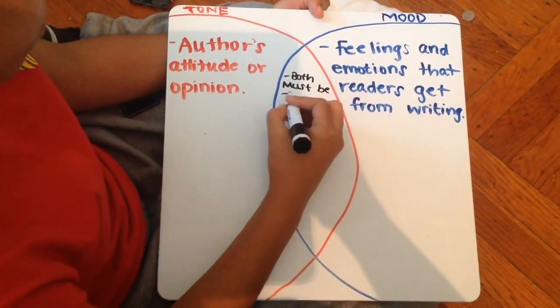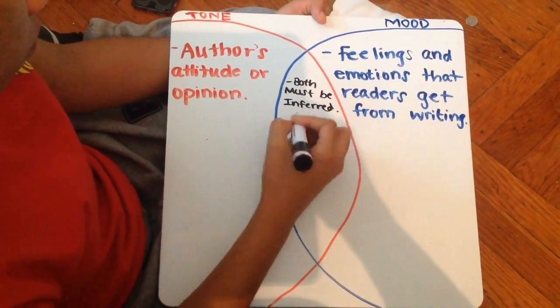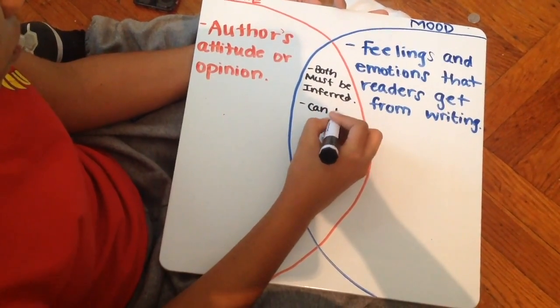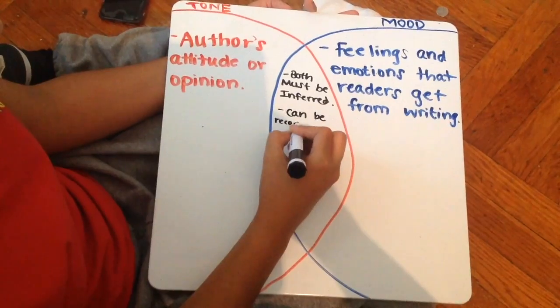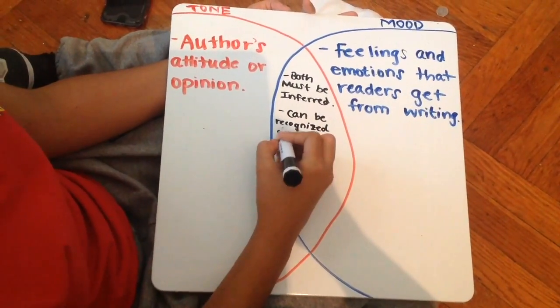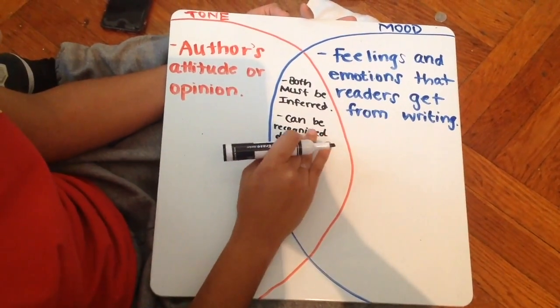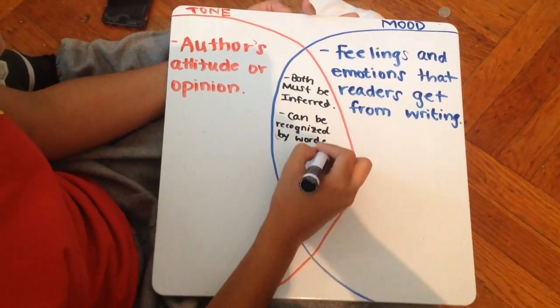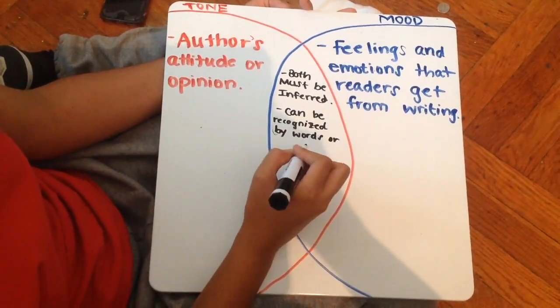Some similarities between the two would be that they both have to be inferred. That means that they won't be obvious. The second thing is that both can be recognized by words or descriptions.